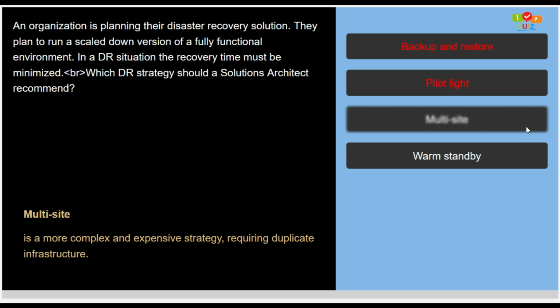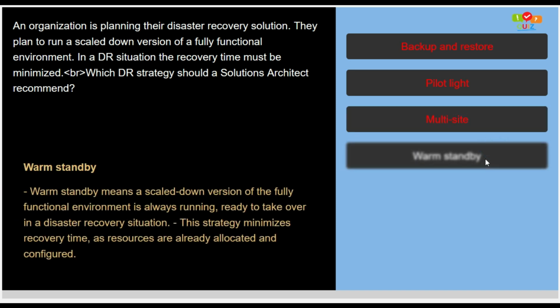Option 3, multi-site, is a more complex and expensive strategy requiring duplicate infrastructure. So this is not what we want. Wrong answer. Option 4, warm standby, means that a scaled down version of the fully functional environment is always running, ready to take over in a disaster recovery situation. This strategy minimizes recovery time as resources are already allocated and configured.